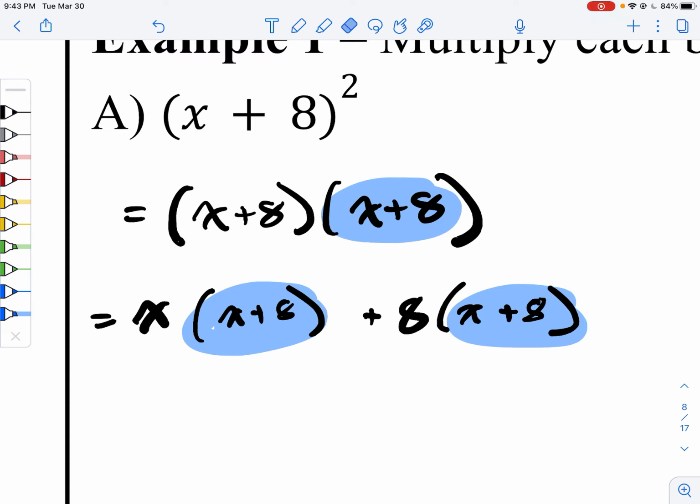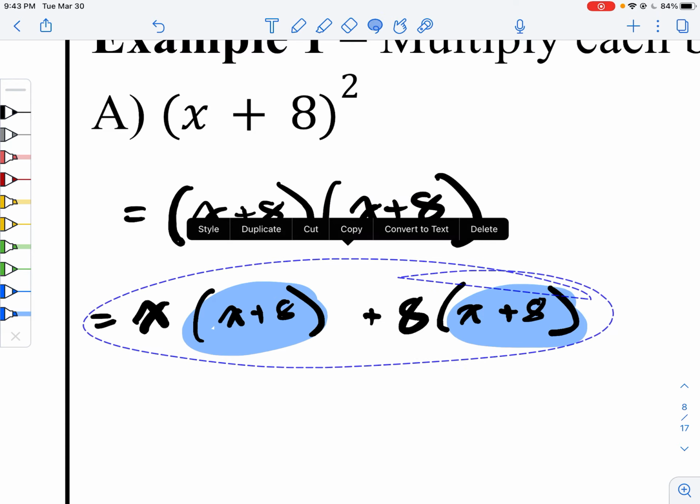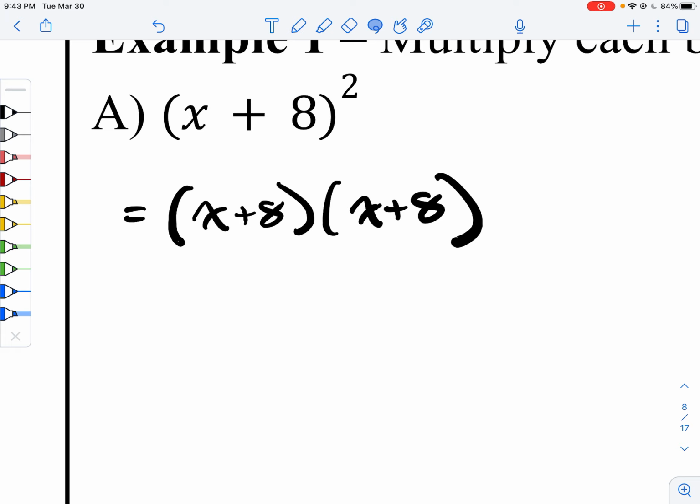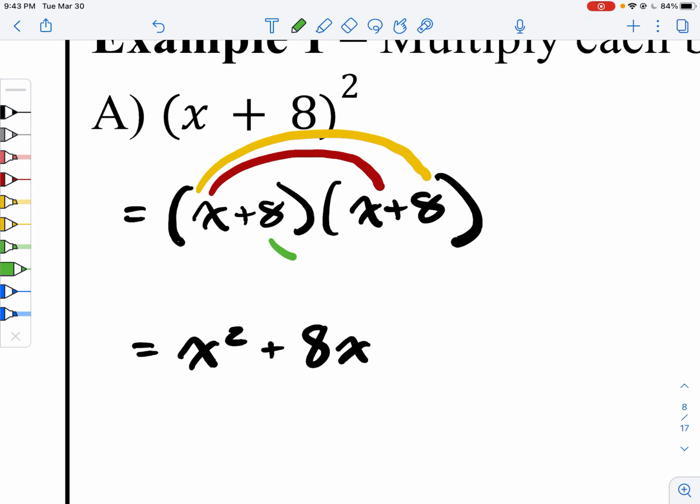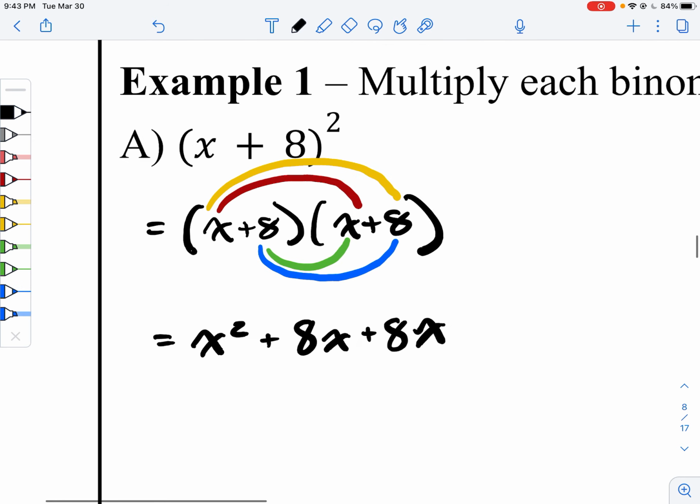I'm going to FOIL it, but we'll get the same answer anyway. So first, we get x squared. Outside, we get 8x. Inside, we get 8x. Oh, hey, twins. And last, we get 8 times 8, which is 64.